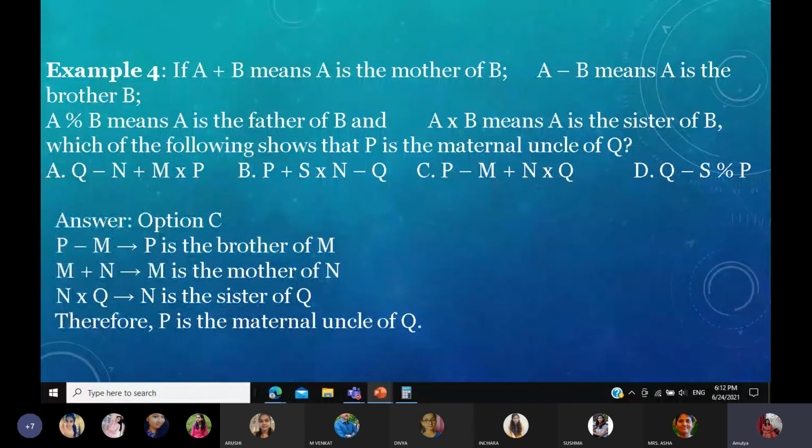So the option is C. P minus M implies P is the brother of M. M plus N implies M is the mother of N. N into Q means N is the sister of Q. Therefore, P is the maternal uncle of Q.